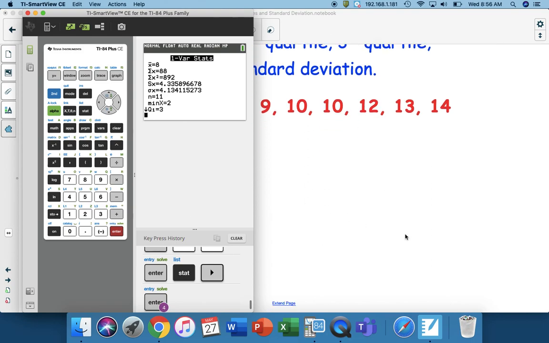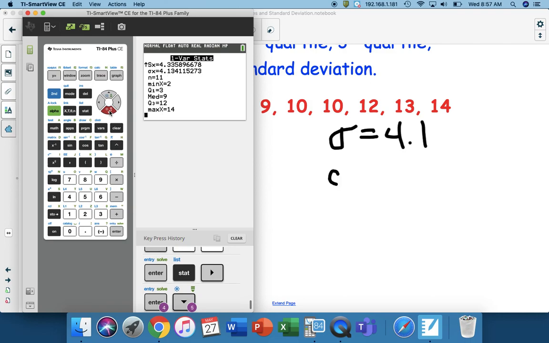So, standard deviation, round to the nearest tenth, is going to be, look right here, right there, 4.1. Now let's scroll down to get our quartiles.